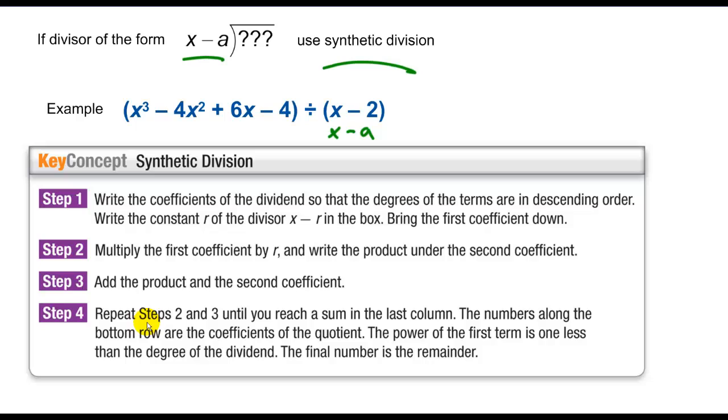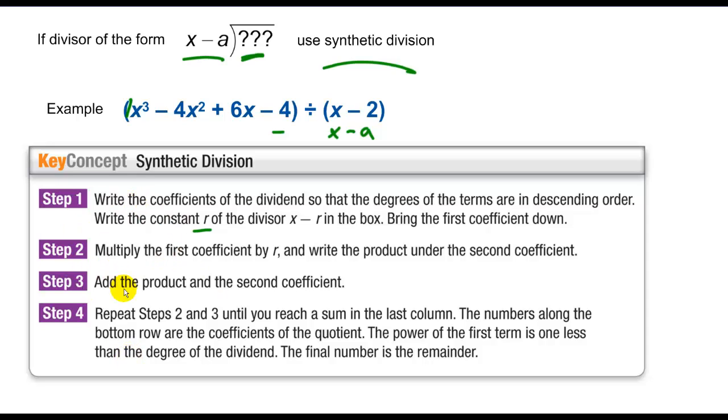So in synthetic division, you're basically going to write the coefficients of the dividend so that the degrees go in descending order. Here's your dividend. Coefficients are the numbers out in front: 1, negative 4, 6, and negative 4, written in descending order. Then we put our divisor r into a little box and bring the first coefficient down. We multiply the first coefficient by r, write the product under the second coefficient, add, and then repeat until we're done.